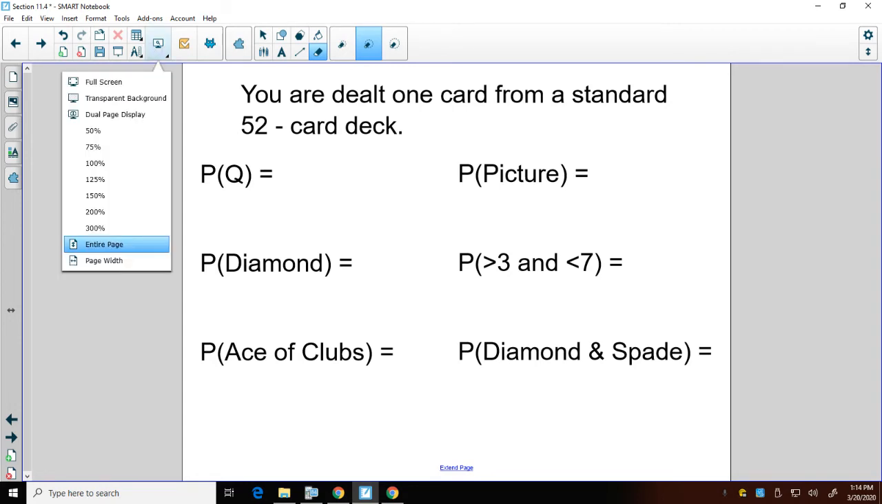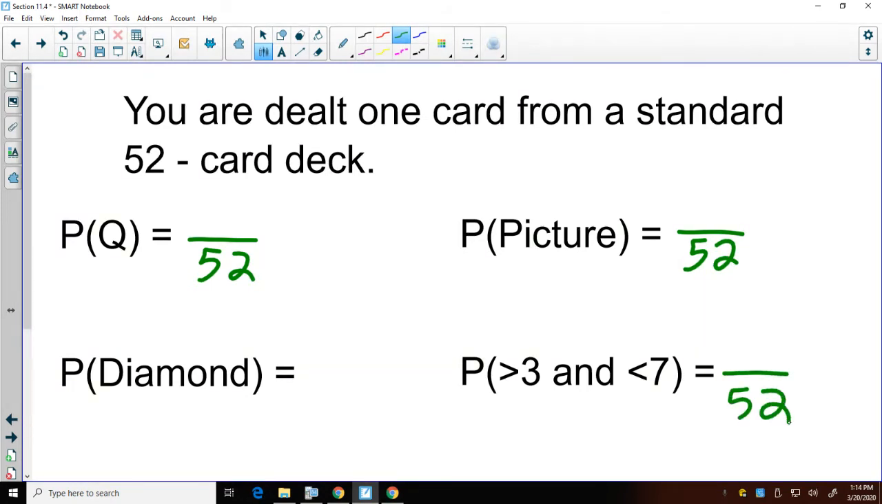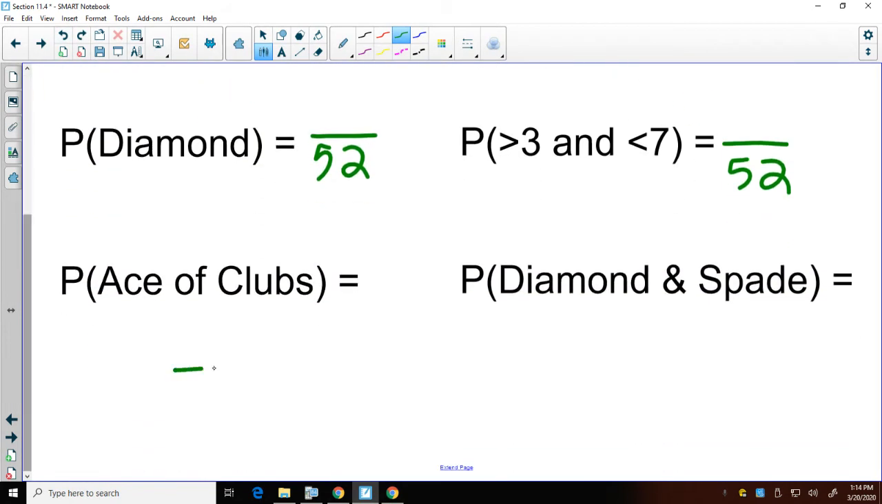Okay, so what is the probability of a queen? Now, again, since we are a 52 card deck, you already know the bottom number for all these. It's all going to be 52. Okay, so every single fraction up here will be 52. The question is, once you're done, does it reduce? Okay, and again, we have our calculator to help us out with that reducing.